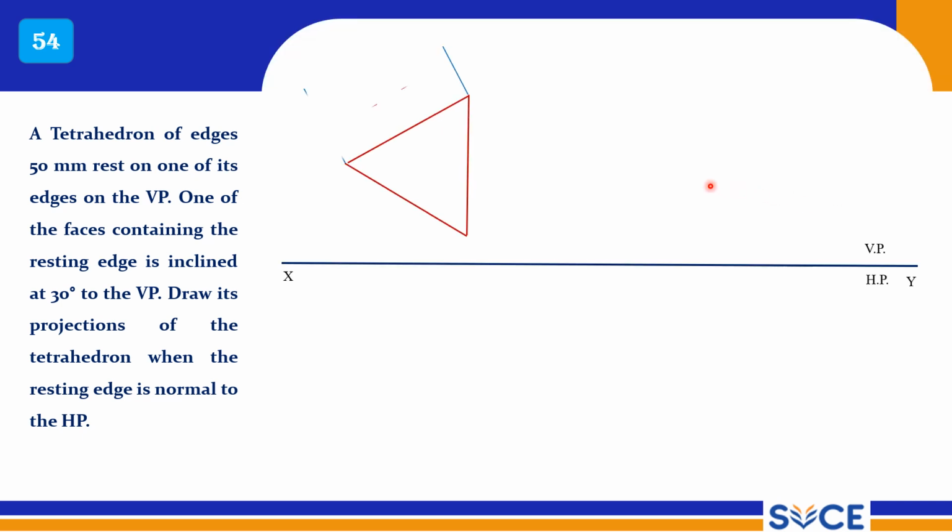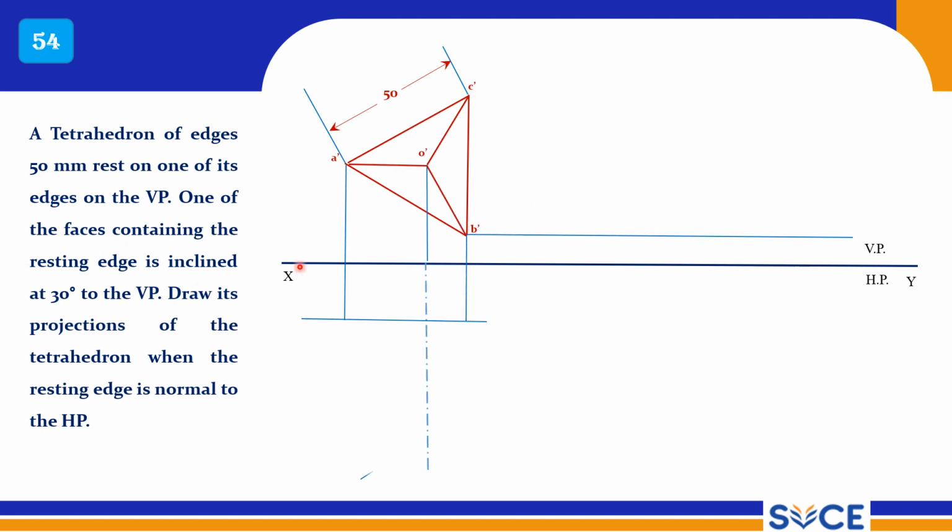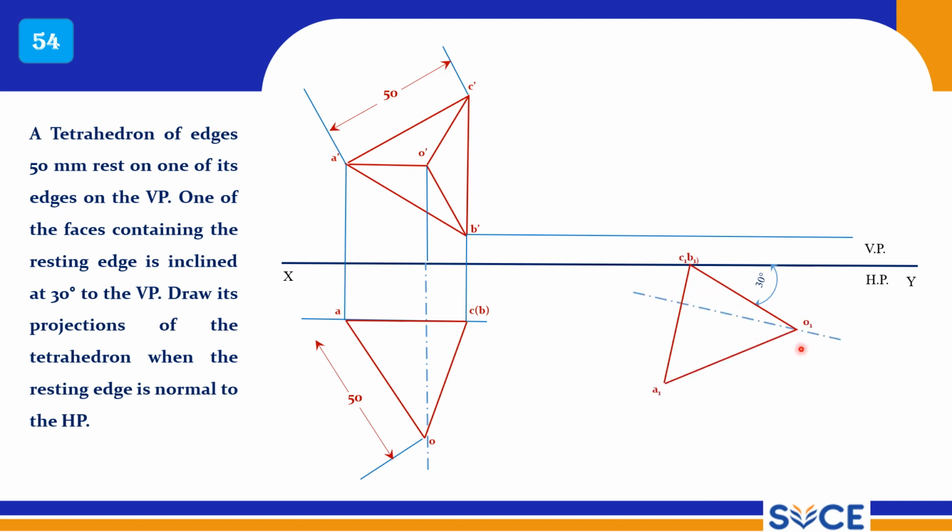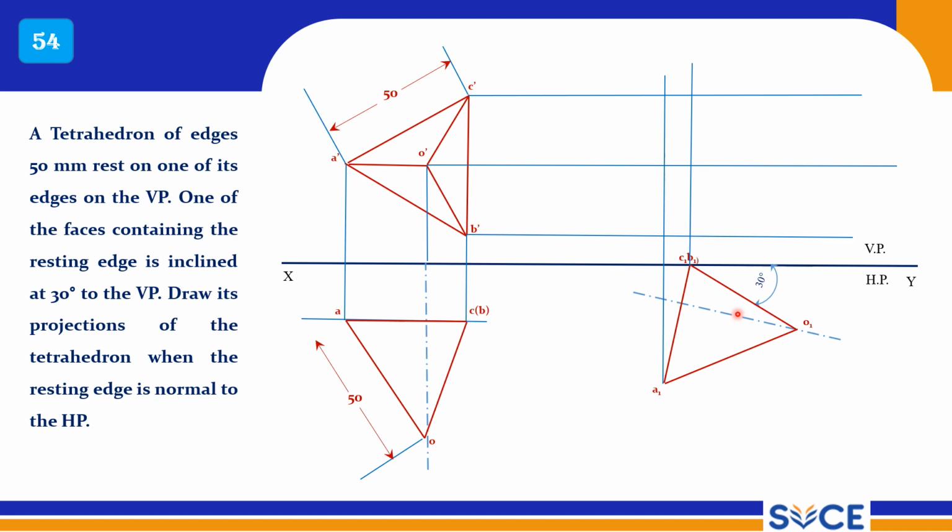So this is how you should draw the tetrahedron. So this is the resting edge. One of the faces containing the resting edge is inclined at 30 degrees to VP. So this is the resting edge, right? This is the resting edge, and one of its faces containing the resting edge is at 30 degrees to VP. So this is C1 B1, and O, right? C1, B1 and O1 is making 30 degrees to VP, right? 30 degrees to VP, and draw the final projections.